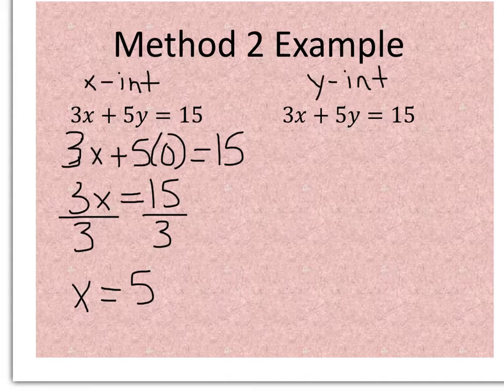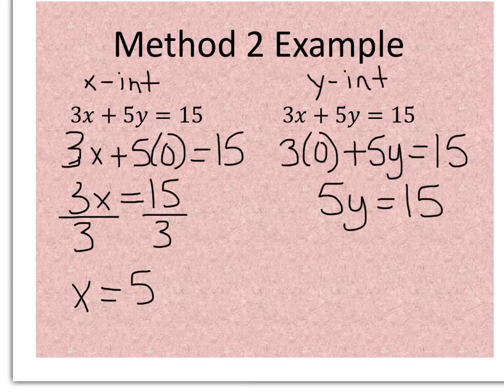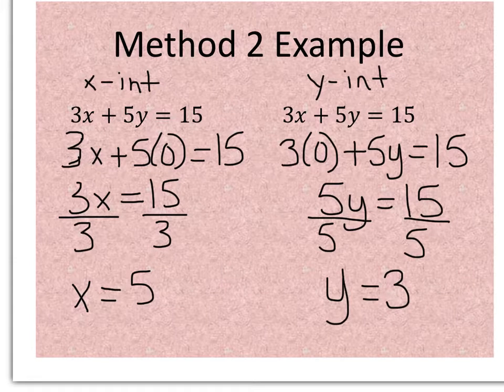Now we go over here to find the y-intercept. To find the y-intercept, we plug in 0 for x. So we'd say 3 times 0 plus 5y equals 15. We know that 3 times 0 is 0, so we are left with 5y equals 15. Now what do we do to get y by itself? We divide by 5 on both sides. So y is equal to 3. That means that this line crosses the y-axis at 3. Now we can go and graph this.